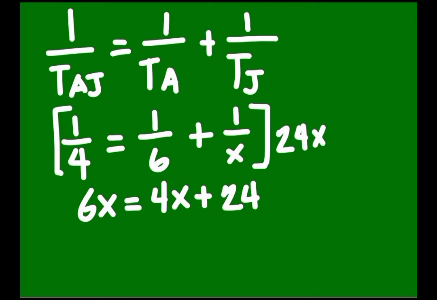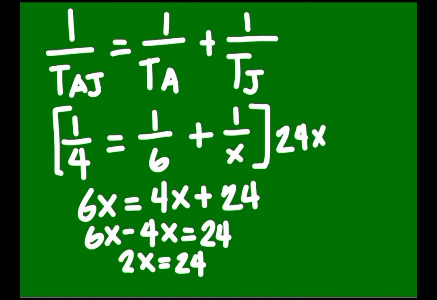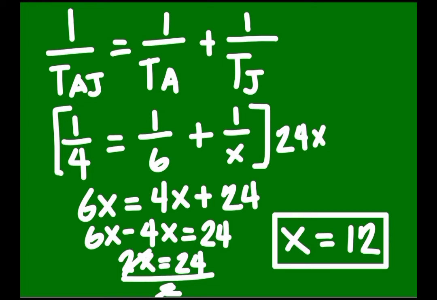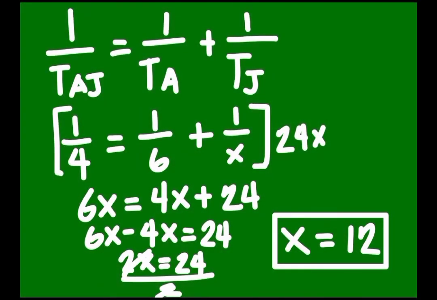Combining like terms, we'll get 6x minus 4x is equals to 24. Then we'll get 2x is equals to 24. Divide that both sides by 2. We'll get x is equals to 12 hours. Then that's it. 12 hours is the number of hours that Josh worked alone filling a sack of oranges.